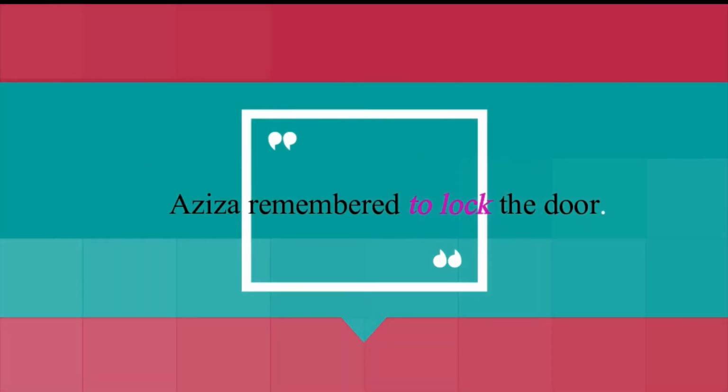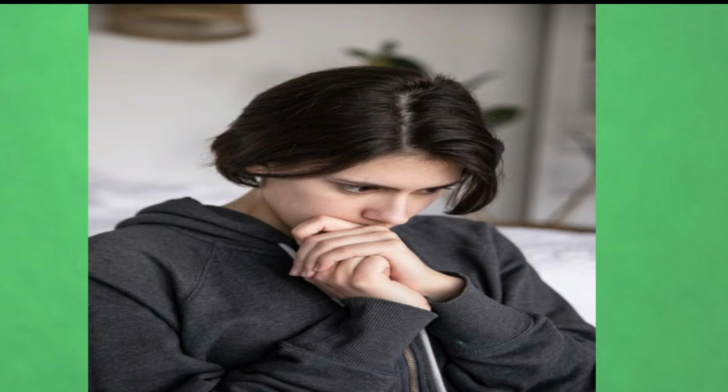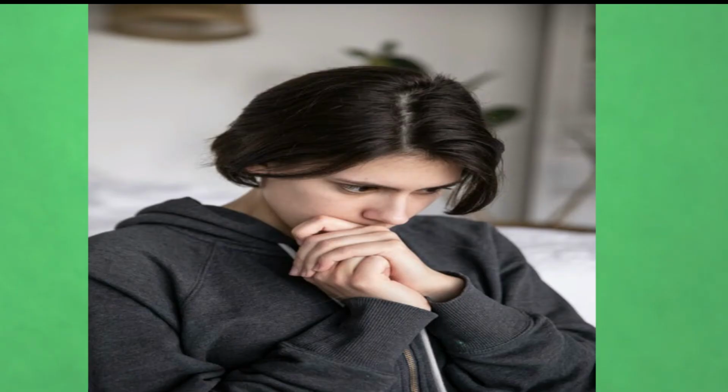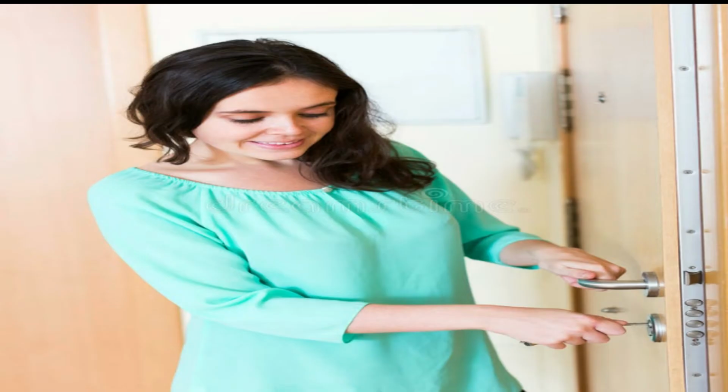Sentence 1: Aziza remembered to lock the door. In this sentence, there are two actions. Here is the order of the two actions. Action 1, Aziza remembered. Action 2, Aziza locks the door. That means Aziza did not forget to do an action that happened after the thought. First she remembers or thinks, and then she does the action.